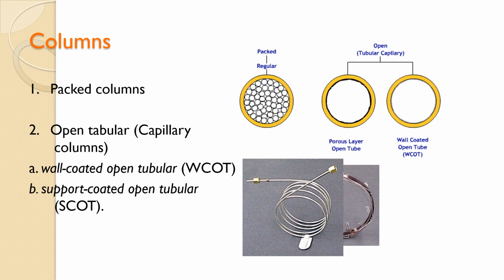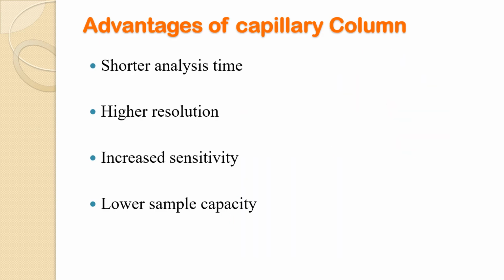This is the diagrammatic view of how this is a packed column and this is an open tubular column. Open tubular columns can be of two types: wall coated open tubular column and support coated open tubular column. You can see how the stainless steel or copper column is coiled in a circular way. Advantages of the capillary column are shorter analysis time, higher resolution, increased sensitivity, and lower sample capacity.